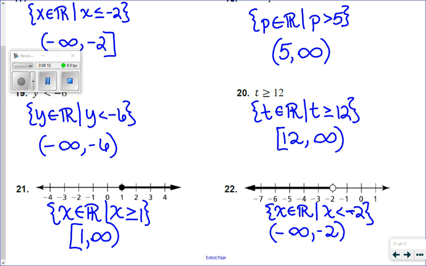Okay, so now you have a good example there of how to use both set builder notation and interval notation to describe a set of numbers.